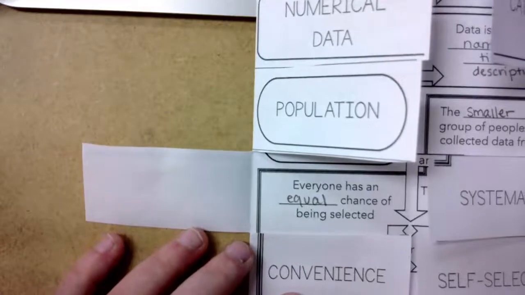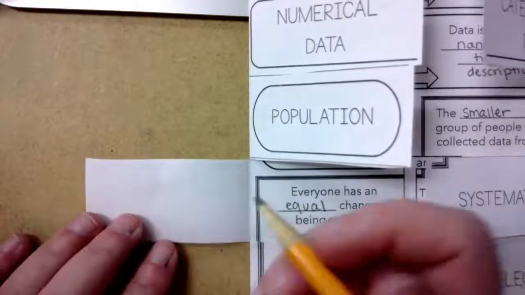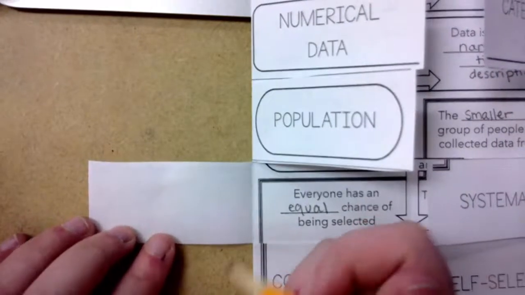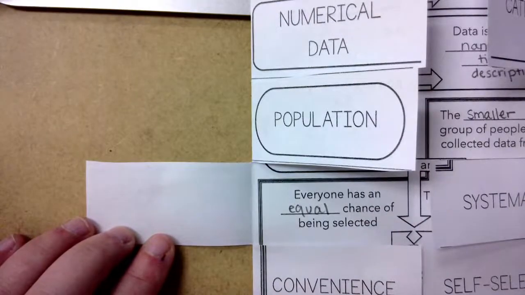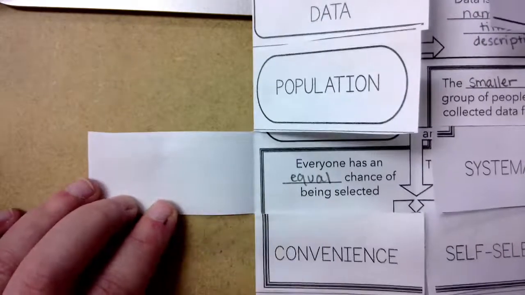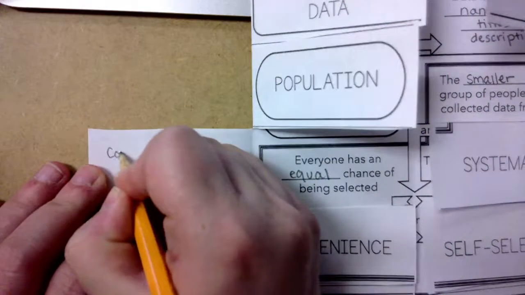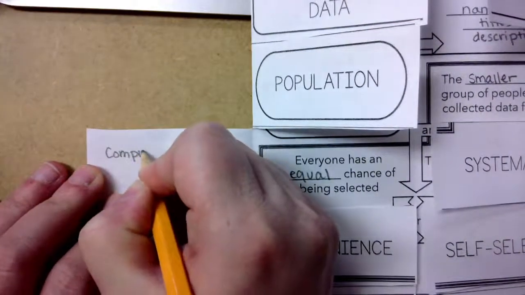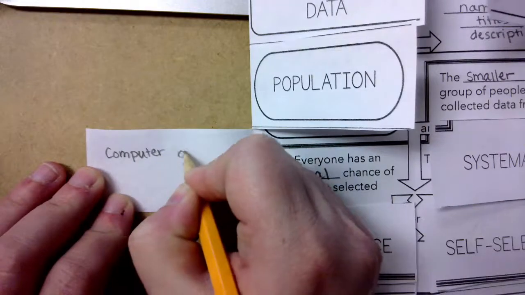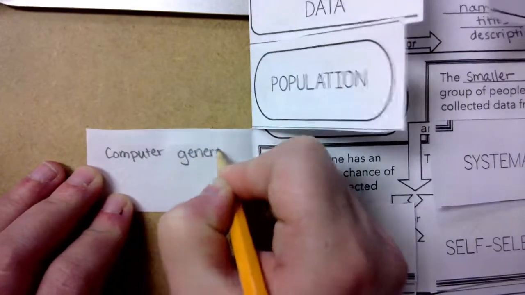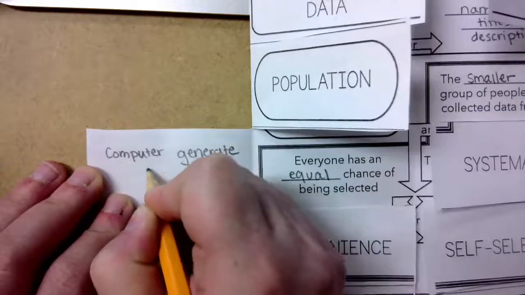All right, so computer-generated 300 school ID numbers. We could also take all the school ID numbers, cut them apart, put them in a bag, and then grab them out of a hat. But with 1,500 students, that would be a really big amount of work. So probably would use a computer to generate that. Okay, everyone's ID numbers would be in there. Everyone would have an equal amount of opportunity to get picked.